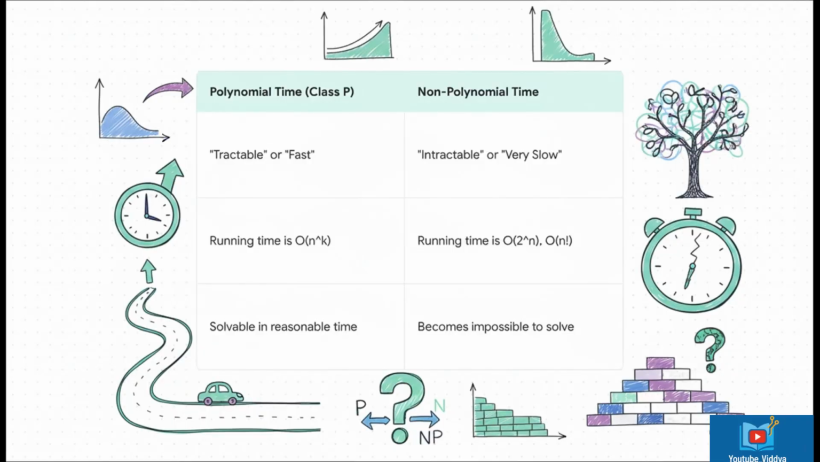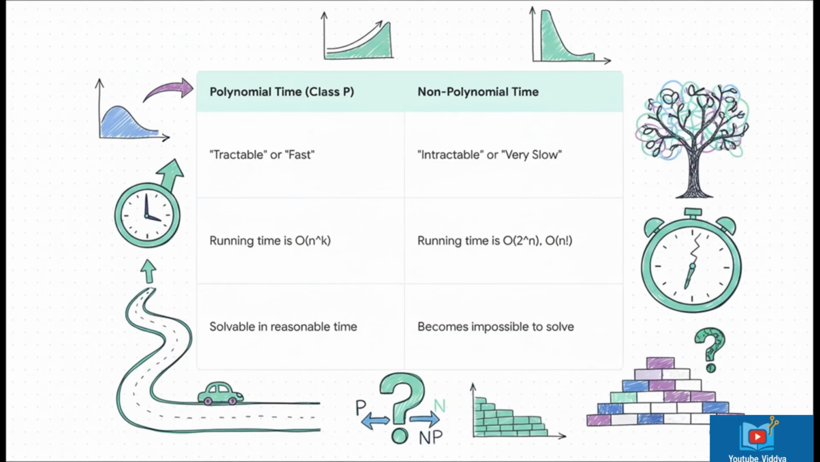Now that we have this language, we can start to see this huge divide in the world of problems. On one side, you have polynomial time problems. We call this class P. These are the tractable ones, the ones we consider fast. Their complexity is something like n squared or n cubed. But on the other side, you have the monsters, non-polynomial problems. Here, the complexity grows exponentially, like 2 to the power of n.